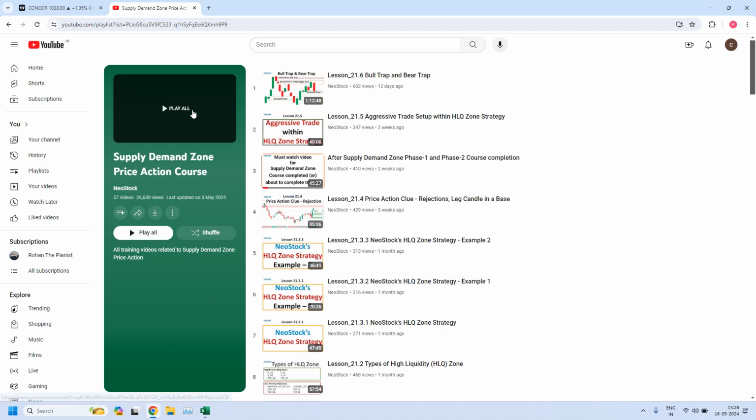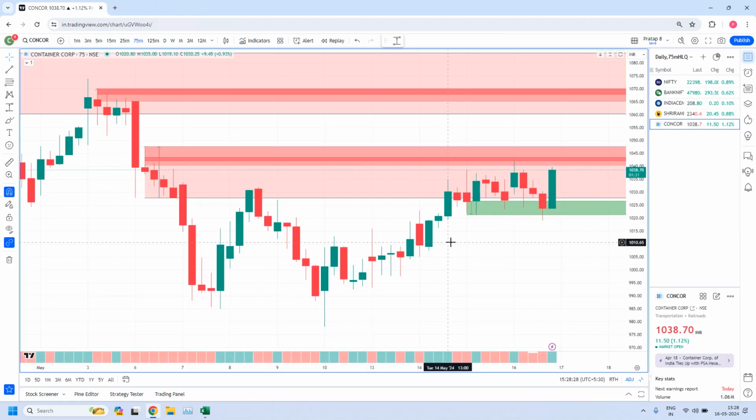Now let's get into the analysis discussion. So yesterday we identified 3 high liquidity zones, and all the 3 high liquidity zones are from the 75 minutes time frame. Yesterday we did not find any high liquidity zones from the daily time frame.